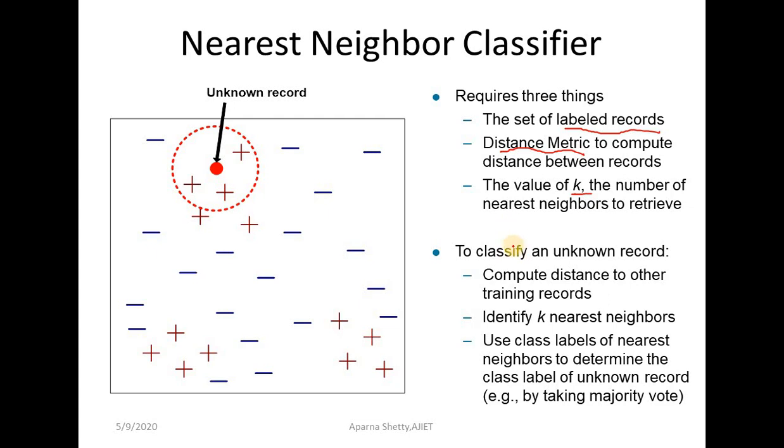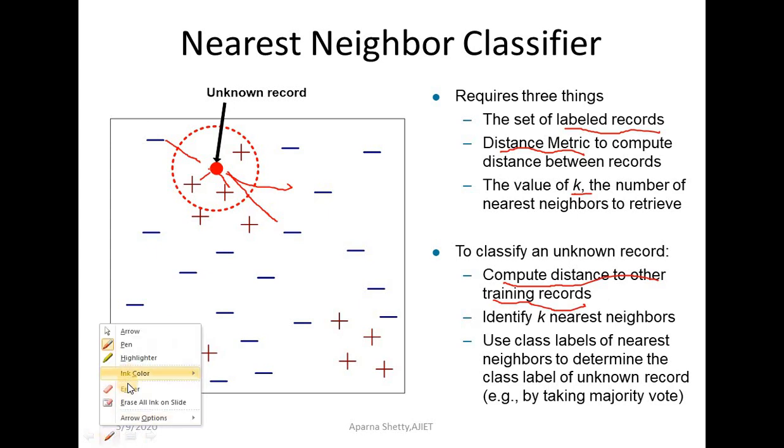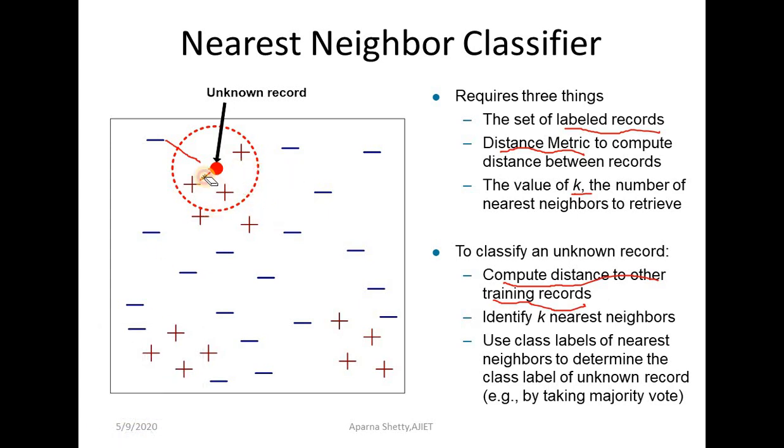Now next is how to classify an unknown record. First compute the distance to the training records. From this unknown record, we will compute the distance to the different training records. Similarly, for all the training records, we will compute the distance. Next, we will have to identify the k nearest neighbors. Once you have computed the distance, we identify the k nearest neighbors.